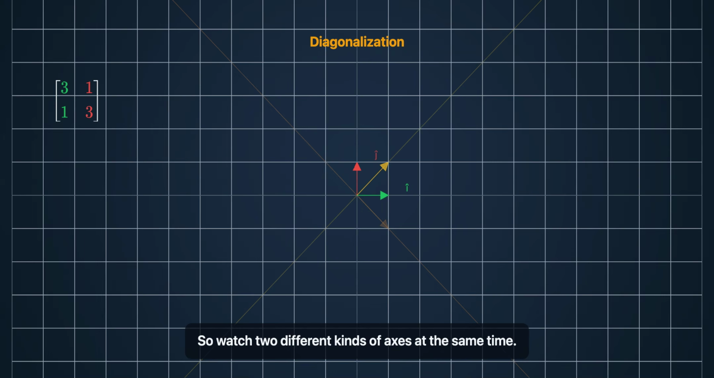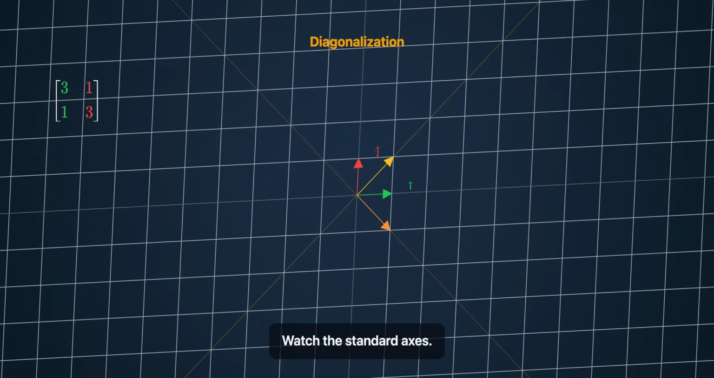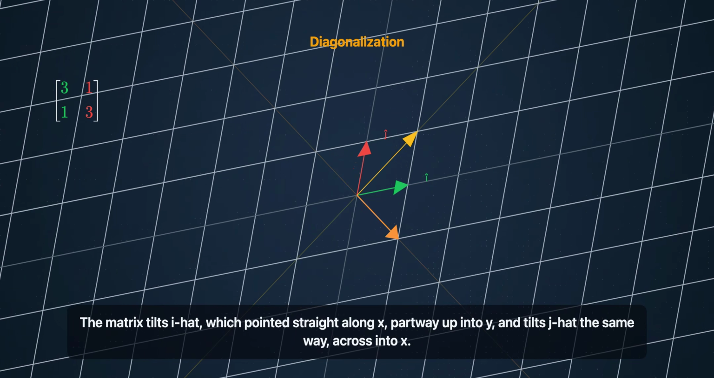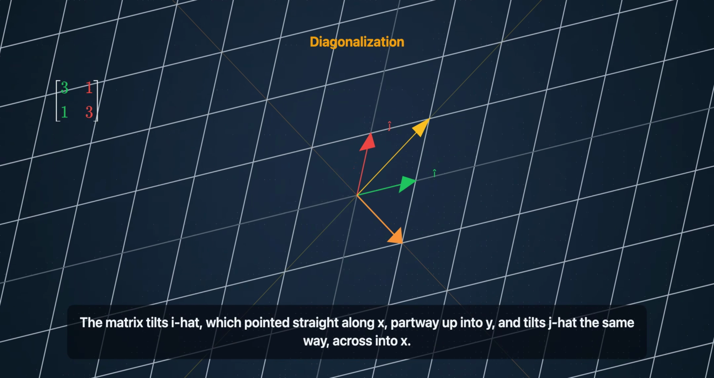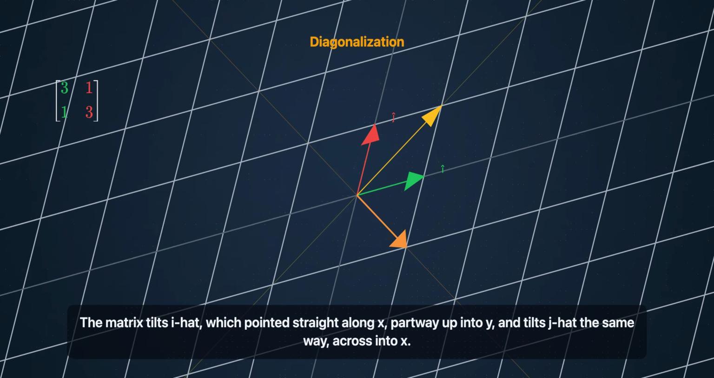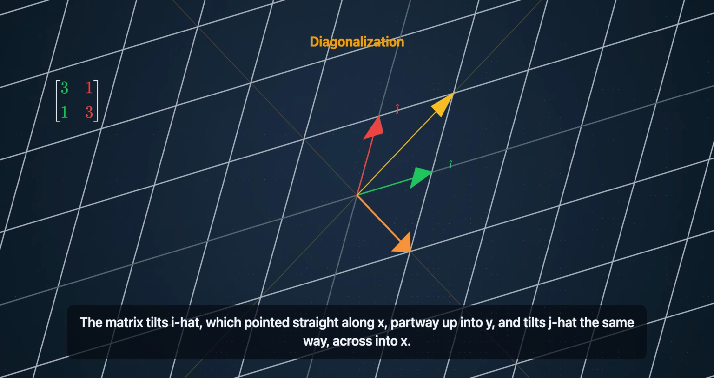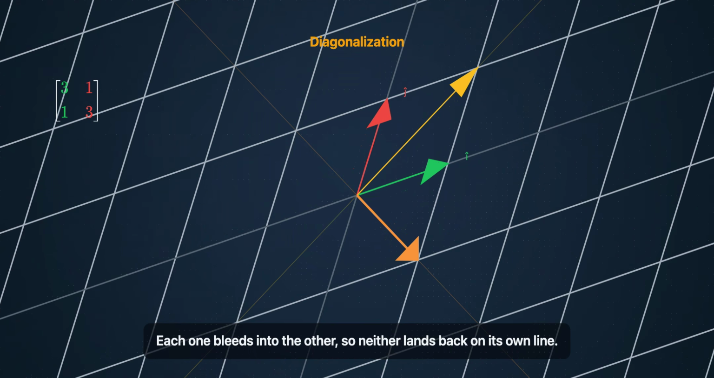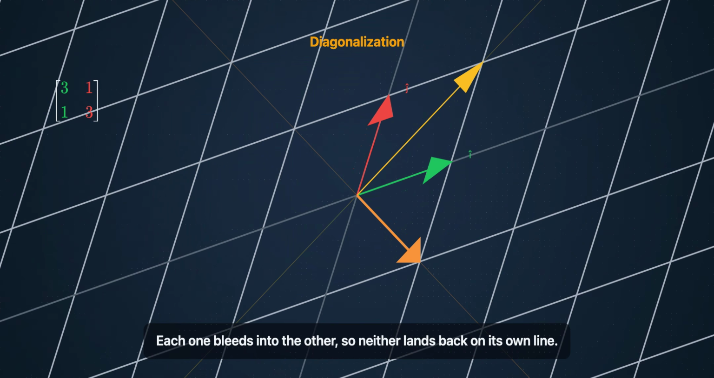So watch two different kinds of axes at the same time. Watch the standard axes. The matrix tilts i hat, which pointed straight along X, partway up into Y, and tilts j hat the same way, across into X. Each one bleeds into the other, so neither lands back on its own line. That bleeding is exactly the off-diagonal ones in the matrix.